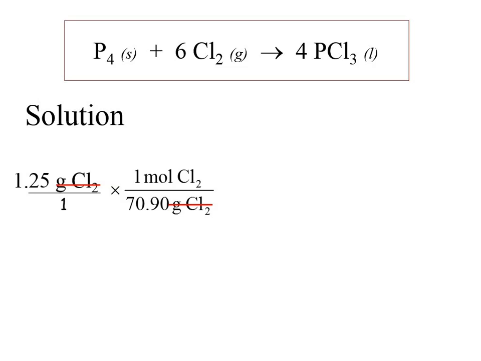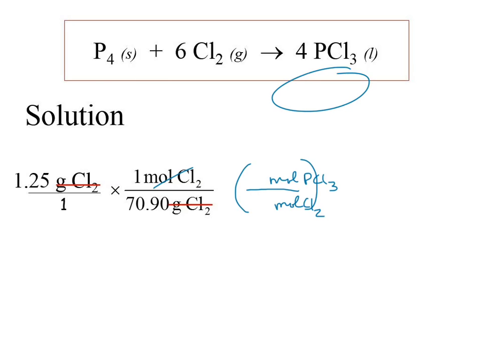Now we're ready to jump from the Cl2 to the PCl3. So again, just to emphasize, for this third term, I would put units of moles of Cl2 on the bottom, because that's what I want to cancel. And I put units of moles of PCl3 in the top because that's what I want to be left with. Okay, and then only then would I go up and snag the 6 and make it 6 moles of Cl2, and I would snag the 4 and make it 4 moles of PCl3.